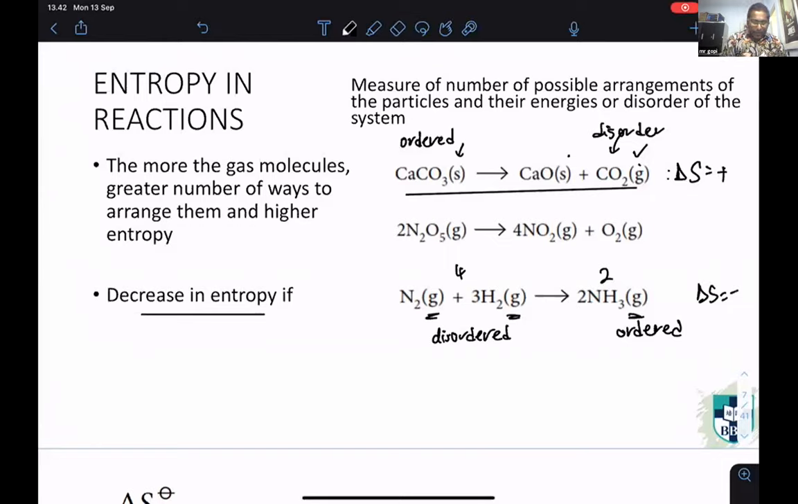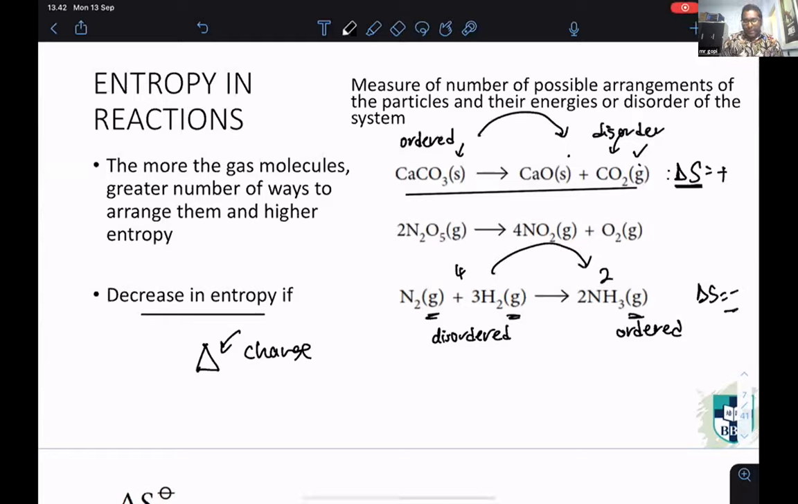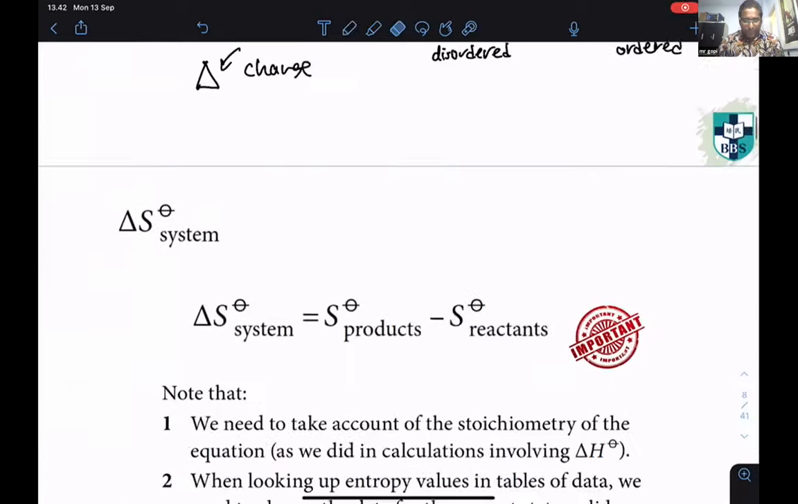Do remember, if you forget about this, what is the meaning? This means change. So when I say this one, this is entropy change. What is the change? Is it increasing from here to here, or is it decreasing from here to here? So negative tells us it is decreasing. Positive is telling us that it is increasing. I will move on.